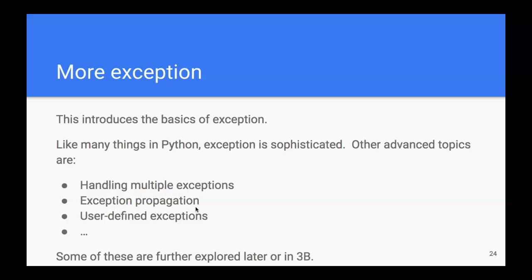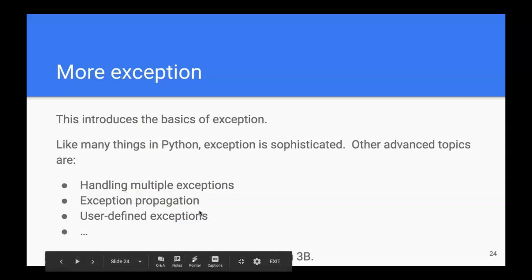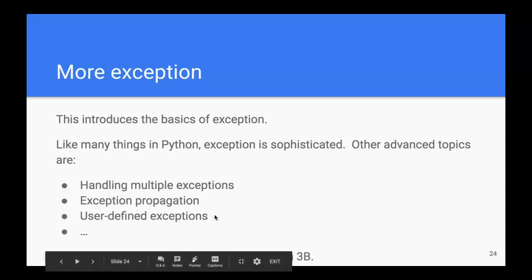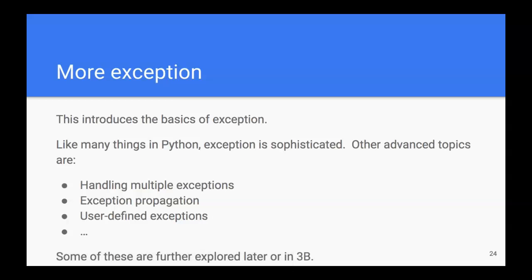There's also exception propagation. If an exception is not handled in one function, it gets propagated up to the caller and so on. So that's one of the reasons that can also make exceptions very useful. And then there are user-defined exceptions, but for that we have to know inheritance. So there are a number of things we can further learn about exceptions, but what we just talked about should be sufficient for now.